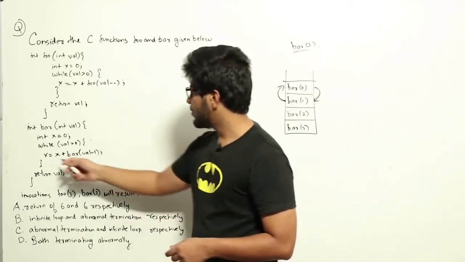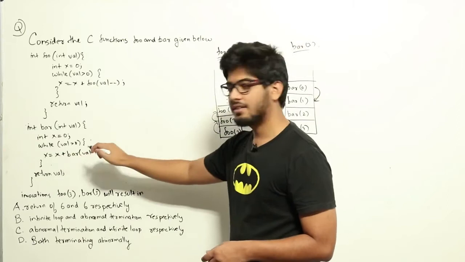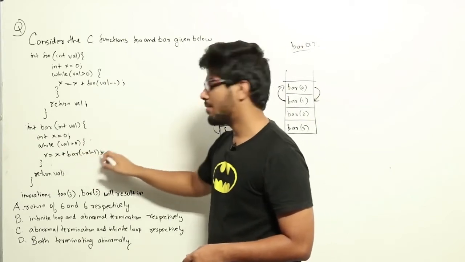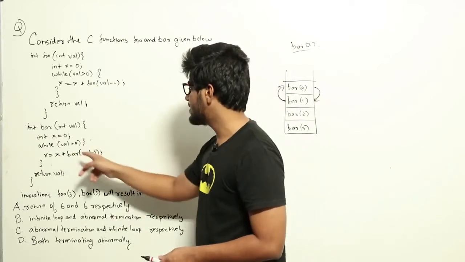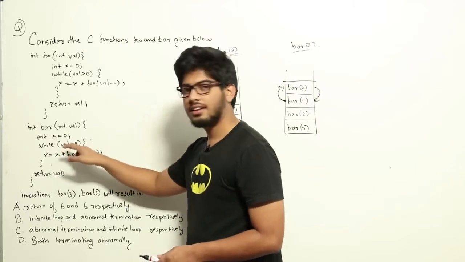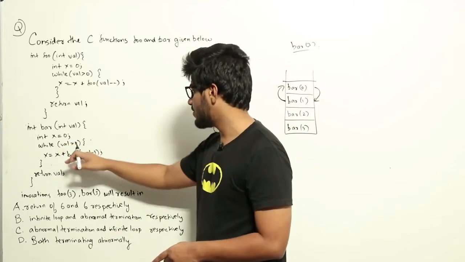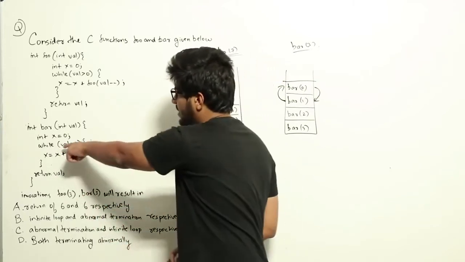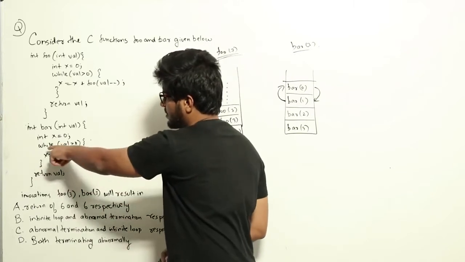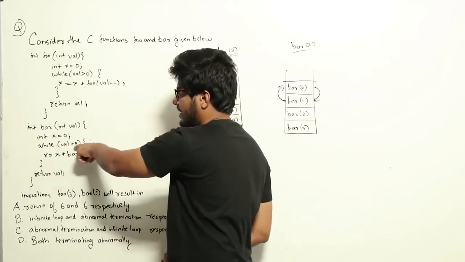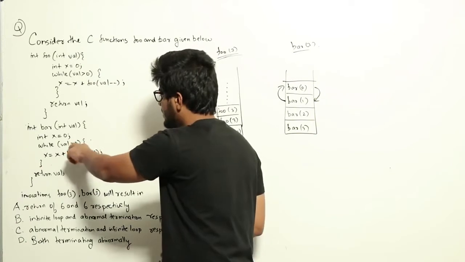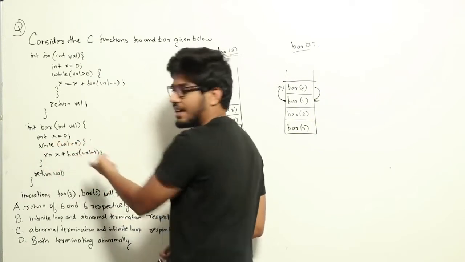But if you look here, we were calling bar with a decremented value, bar of val minus 1. But we are not decreasing the value of val in this function anywhere. We were calling bar with val minus 1, but val remains the same. So again, it will come to this loop. It will see that val is greater than 0. Val is 1 here now. It will see val is greater than 0 and it will execute this line again.